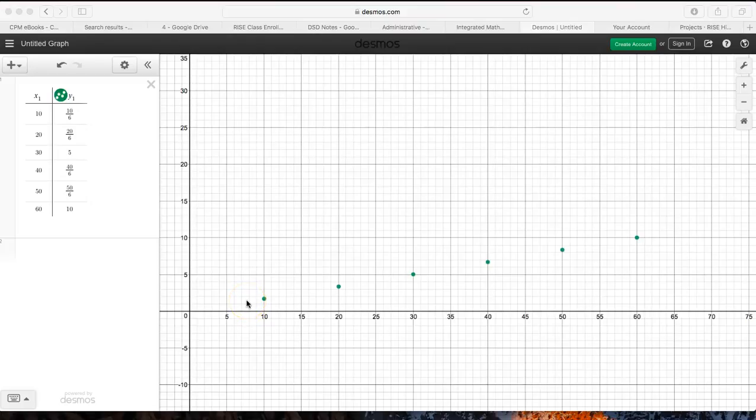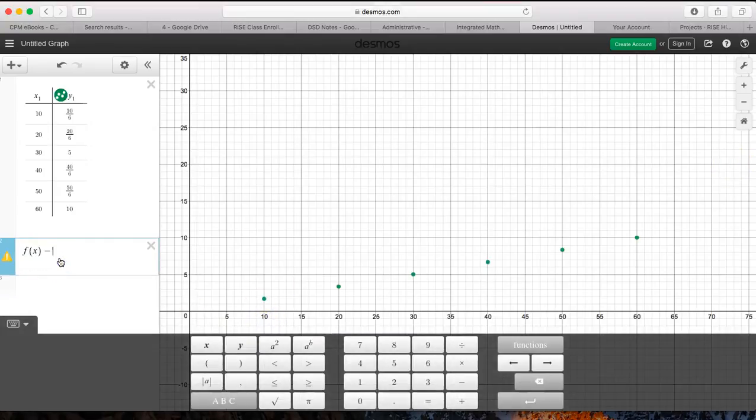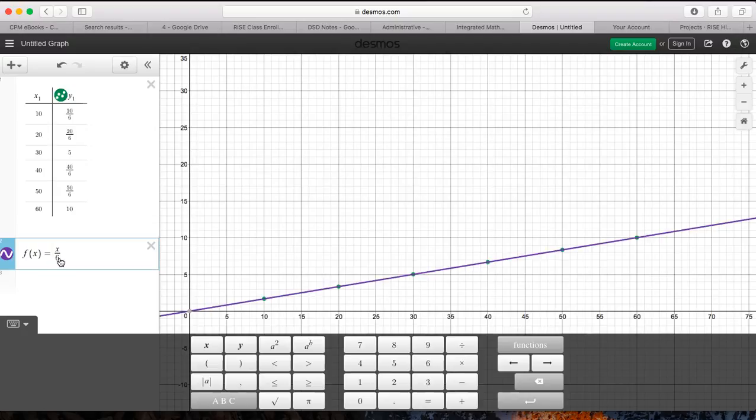All right, so besides graphing a table of values, you can also graph different functions on Desmos. So for example, these points create the graph of x over 6, right? I have this line, I take all my outputs and my inputs and divide by 6.